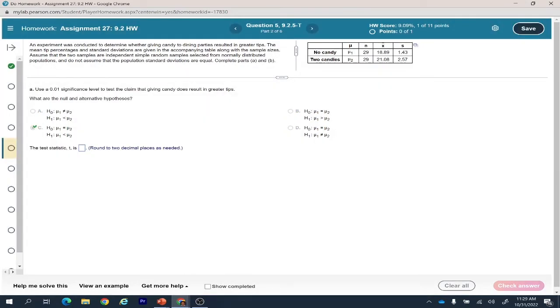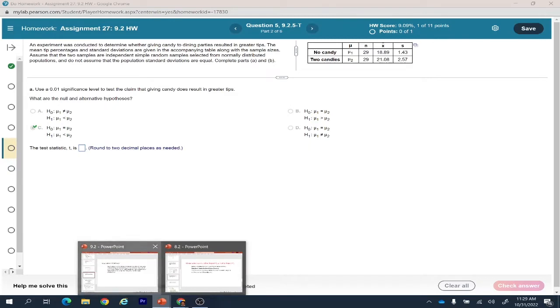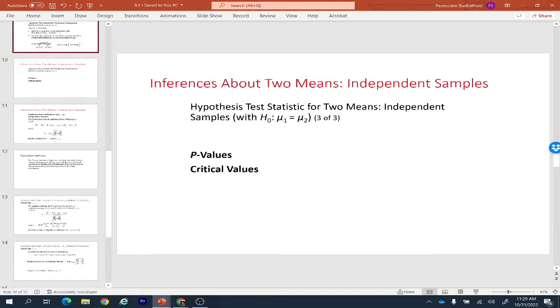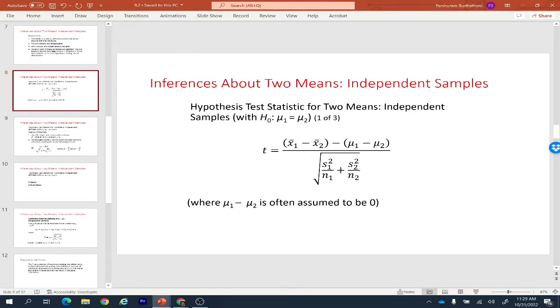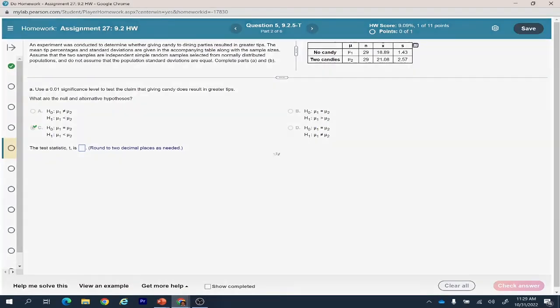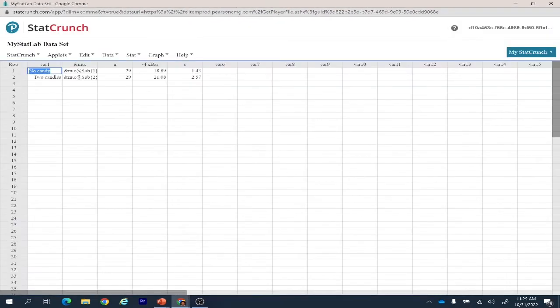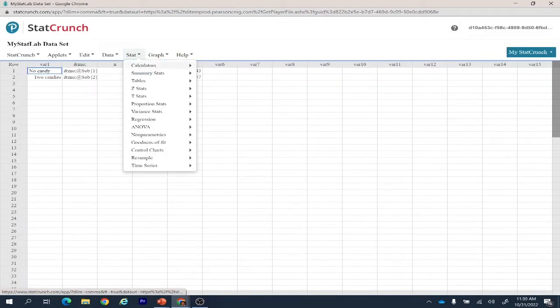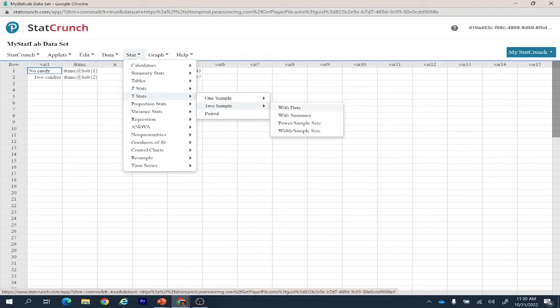Now, find the test statistic. As I mentioned earlier, for finding the test statistic, there is a formula. What is that? This one is the formula. You can do it manually. Just plug in the sample mean, population mean, and then sample standard deviation and sample size. You can do it manually, or you can just use StatCrunch. When you use StatCrunch, just go to Stat, click T Stats, two samples. It's not with data, it's a summary, so use with summary.